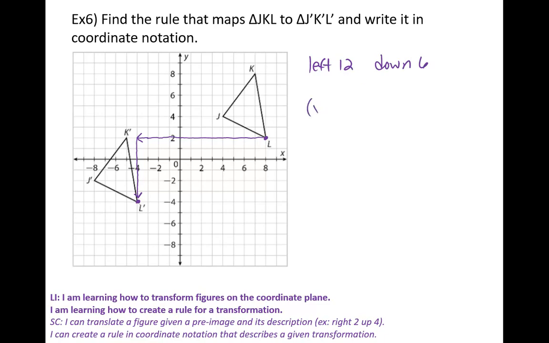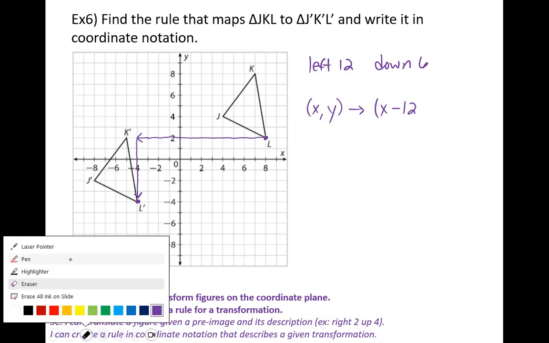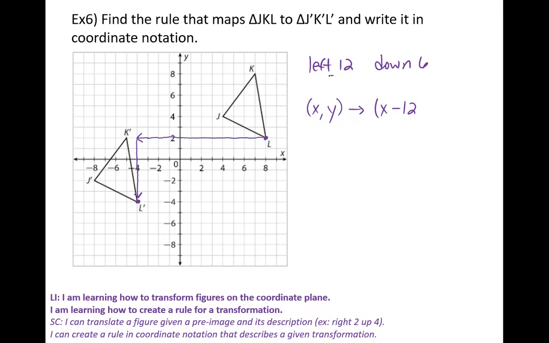Let's turn that into our rule. So x comma y turns into, again, we start with x, and we have to decide which direction goes with x. Is it left or the down? So x is always left or right, so it's going to be the left, and going left would be a minus, so this is going to be minus 12. And then, oops, not a closed parenthesis, sorry about that. Let me fix this really quick. Okay. Yes, so this is a minus. All right, and then the y goes up or down, so the down definitely is a y, and because it's down, it is negative, so it's going to be minus 6. And there is our rule.